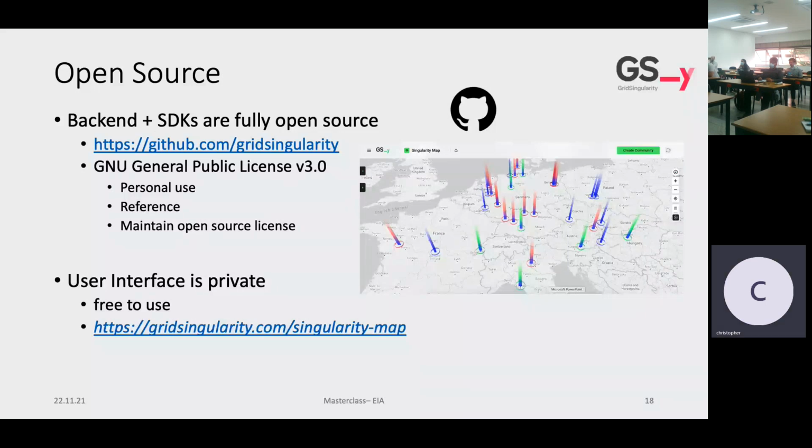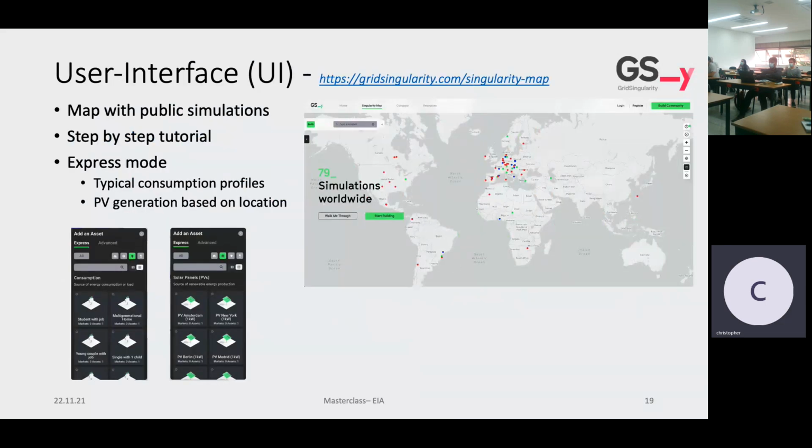We also have a user interface that I've pasted a screenshot of on the right, and that interface is private. So the code is not open source, but it's free to use. So I invite every one of you to just go on gridsingularity.com/singularityMap, and you can create a free account there. Once you created that account, you arrive on this big map. So you can see many different dots from different colors, so red, blue, and green. And all of these different dots represent public simulations made by other users. Of course, if you want to make some simulation and you don't want to disclose the location of your energy community, you can also set it to private.